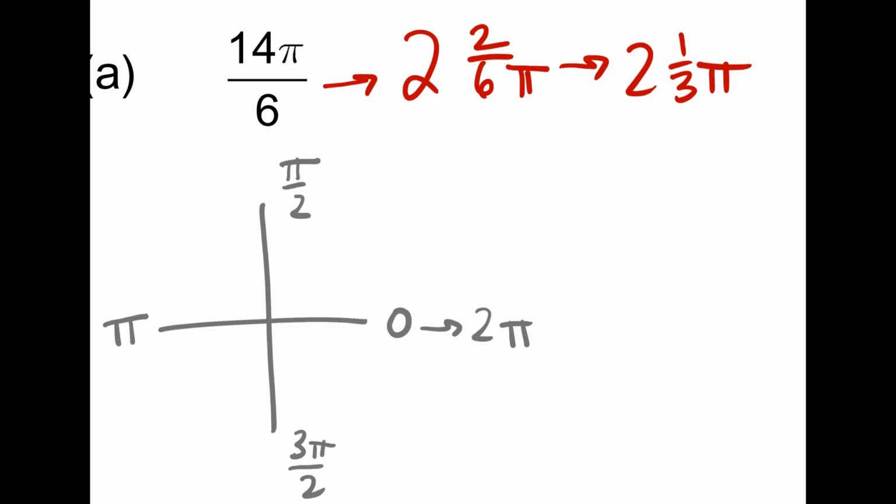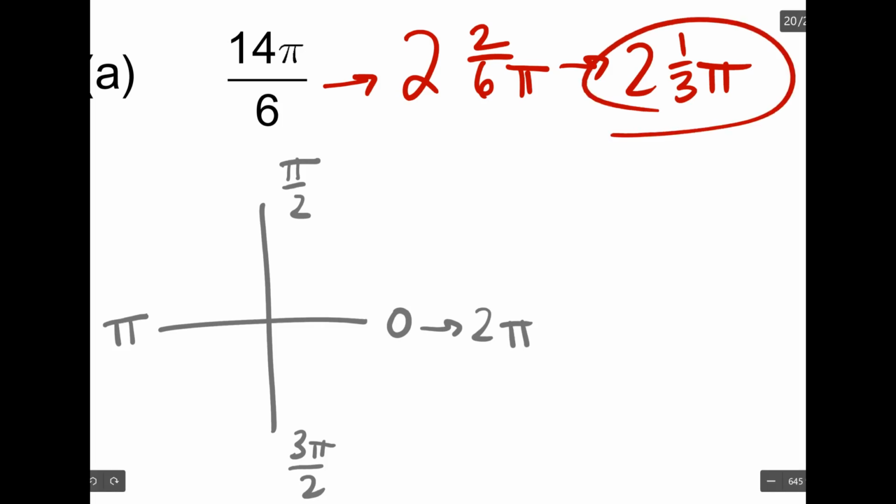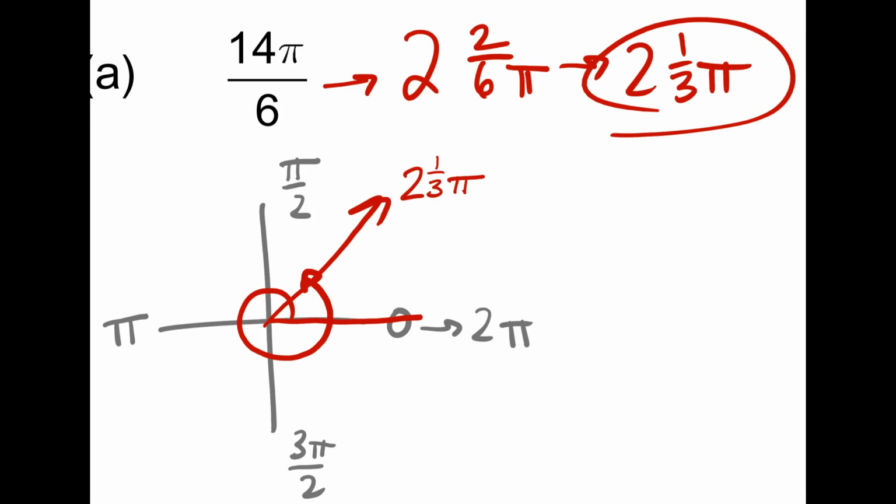Okay, we're gonna go to 2 and 1/3 pi. Are we ready? So go around twice: 1/2, 1, 1.5, 2, and then I'm going a third more. So this is 2, and this is a third of the way to pi. So this is 2 and 1/3 pi. Because if it was 2 pi, I would go around one time, but then I went 1/3 pi further. So 1/3 the way to pi.